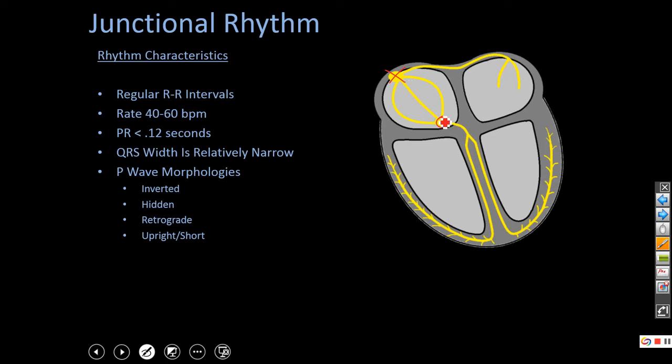The AV junction can pace the heart. So the AV node, the bundle of His, in this area can pace the heart and produce a rhythm that supports life.